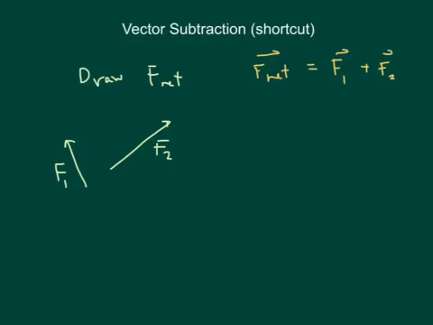Okay, then our task is easy. We know how to draw F net. We just add these F1 and F2 tip to tail like we learned. So we draw F1, and then we connect F2, and we do it so that the tip of F1 connects with the tail of F2. Then we draw the resultant, which starts at the very beginning and goes to the very end. And in this case, the resultant, which is 1 plus 2, gives us F net.